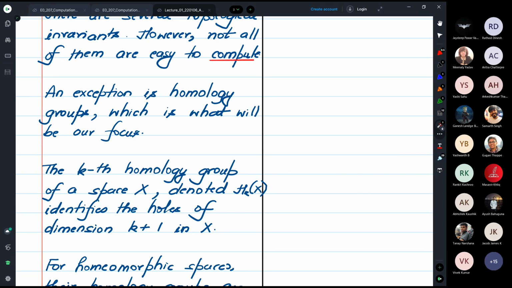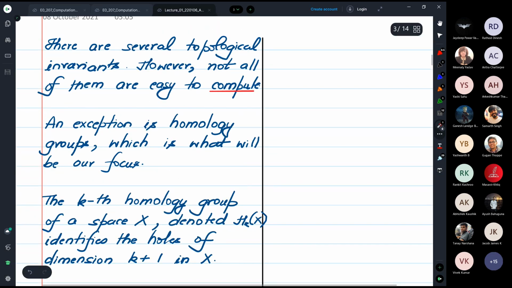Yeah, I just want to confirm that when you said the exception, you meant that for computation, homology groups are relatively easier when it comes to the computation aspect. That's what you meant. That's right. Okay. So there are other topological invariants like fundamental groups and so on. However, they are not very computation friendly. Is that okay? Yeah. Okay.